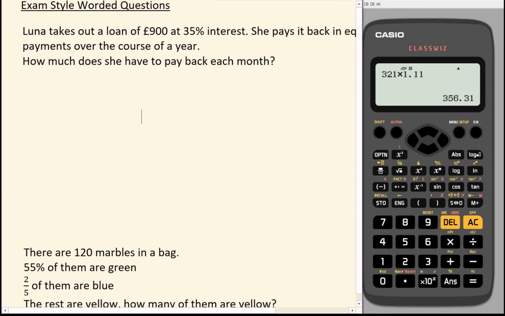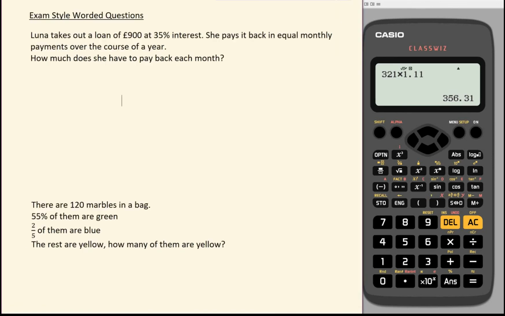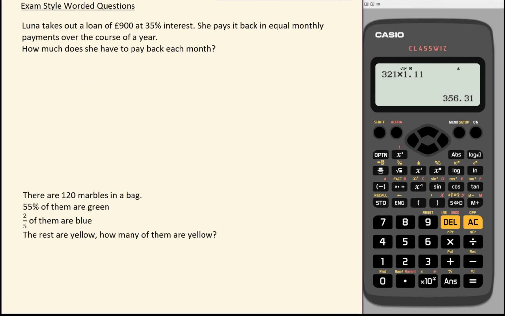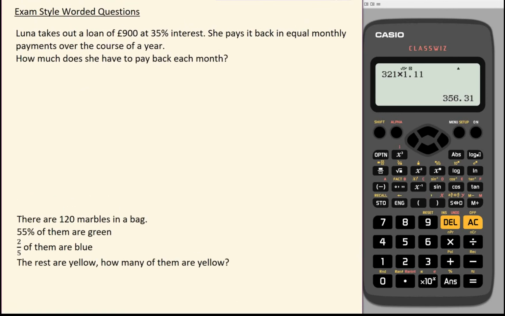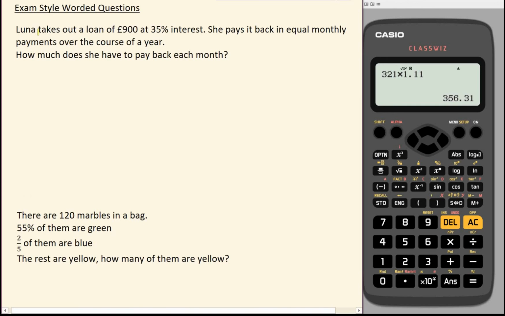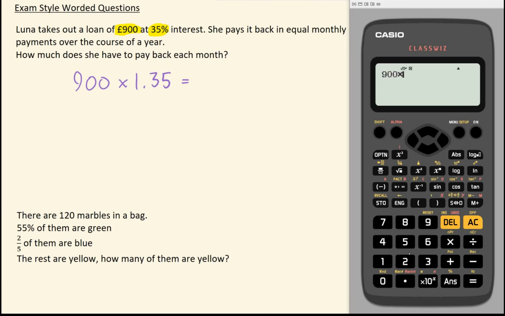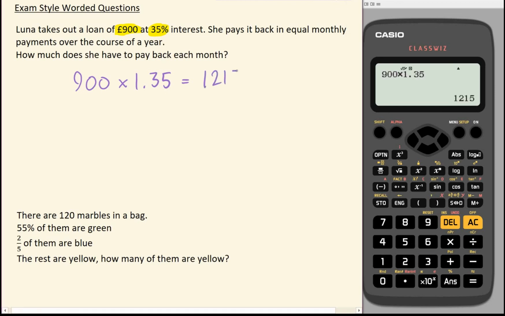Just spend a few minutes now looking at the kind of typical exam style question you'll probably end up seeing. With this first question, we have a worded question. Luna takes out a loan of £900 at 35% interest. Straight away we can work out how much money she's going to have to pay back. If she's paying back the loan with interest, that means we have to add this on. So we're going to times it by 1.35. Working that out, in total she has to pay back £1,215. That's her total to pay back.